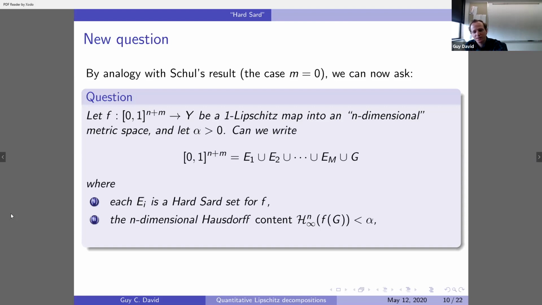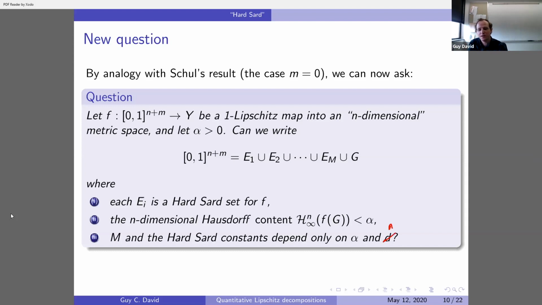The Hausdorff content of the image of the garbage set is as small as you want it, and everything is quantitative. So the number of pieces and the constants involved in all of these bi-Lipschitz mappings depend only on alpha and, well, there's no d, I guess that should be n and m. So that's the question, right? It's the exact analogy of Schul's result in this dimension lowering setting. And the answer to this question is no, you cannot actually do this. So there's something more subtle about this dimension lowering setting.